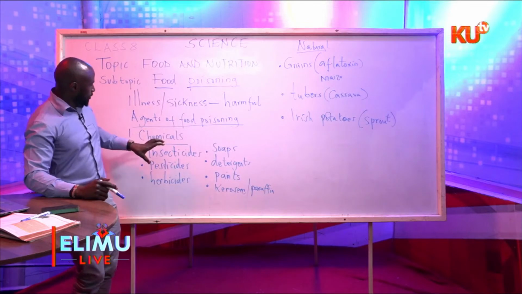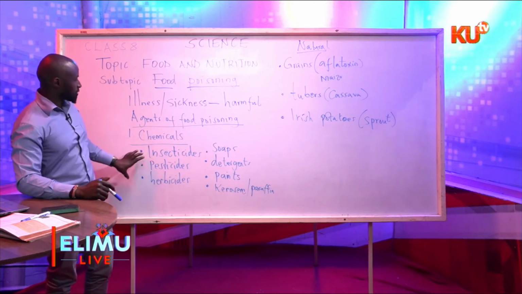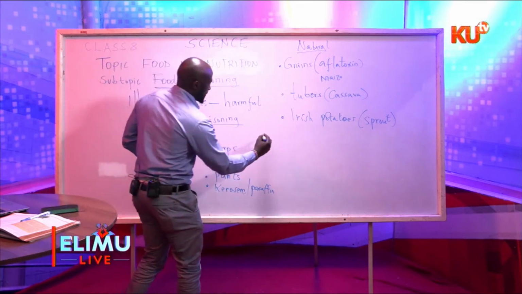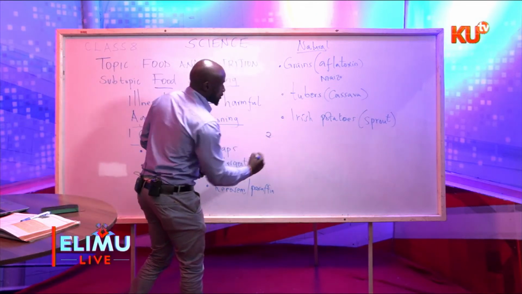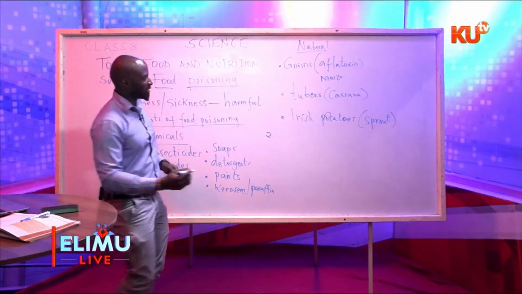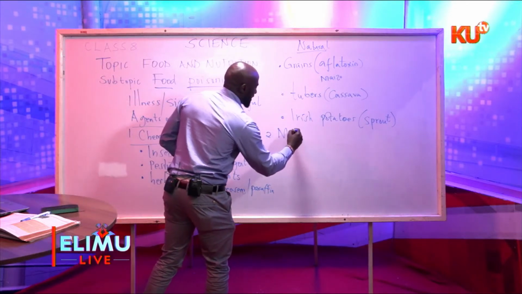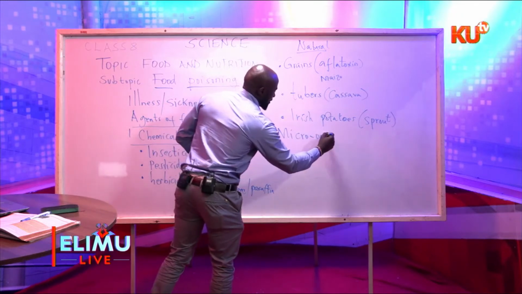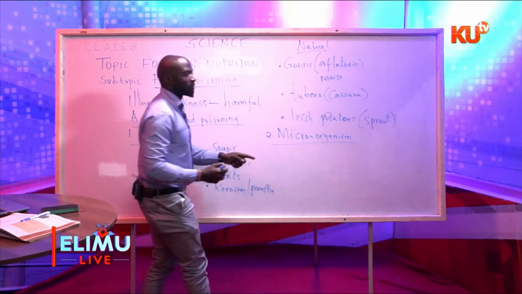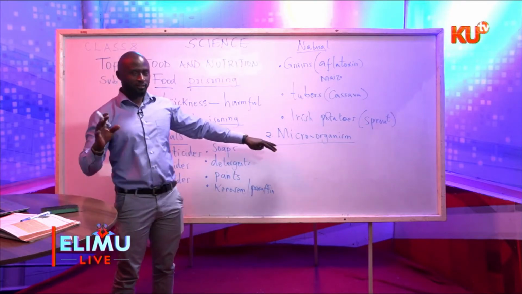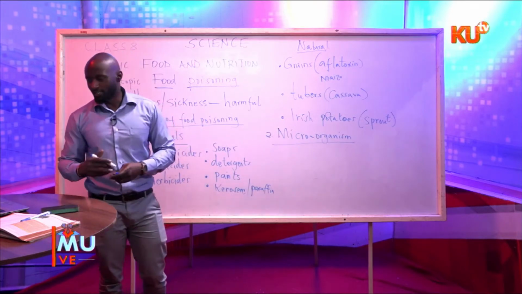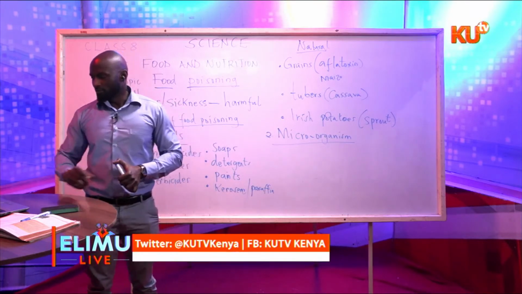I told you that we have two agents. So number one, we talked of chemicals. How about number two? We talked of microorganisms. From the word micro, I'm sure something like microscopic rings on your mind, which these are tiny organisms.